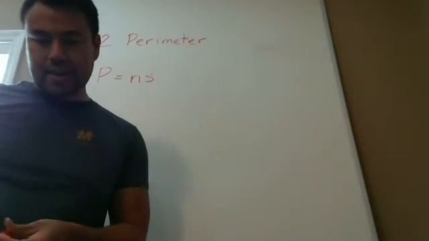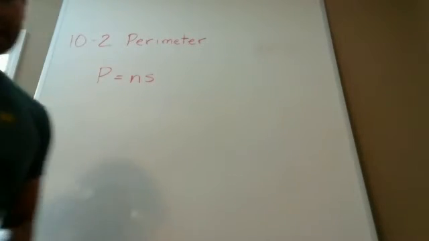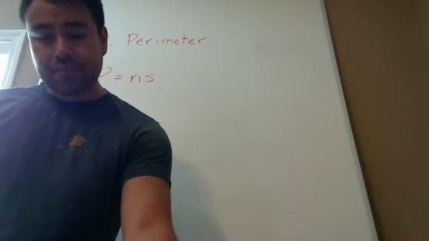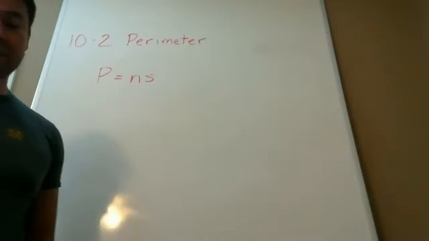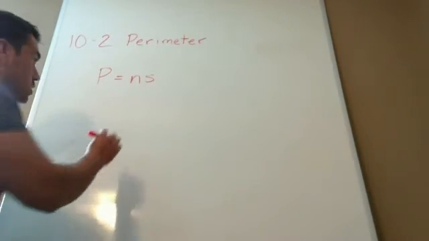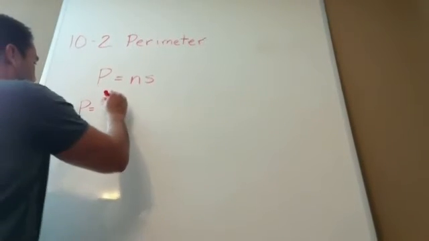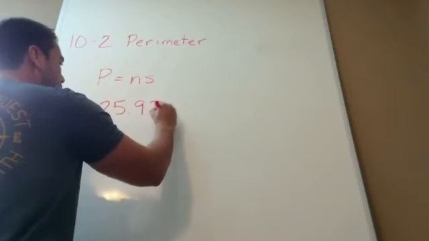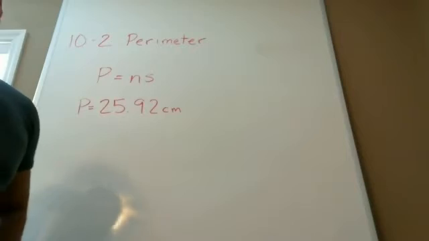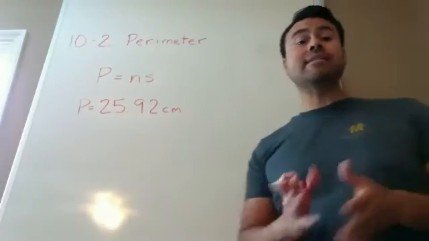How about I have an example here. So here's one problem I'll give to you. I have a perimeter of a regular hexagon, and that perimeter is 25.92 centimeters. So the perimeter, P, is equal to 25.92 centimeters. So they gave me the perimeter, and they said it's a regular hexagon. So if you remember what a hexagon is, how many sides does a hexagon have?